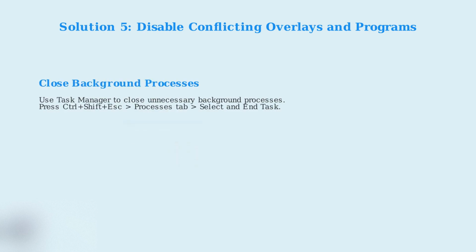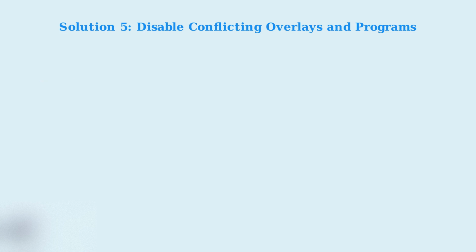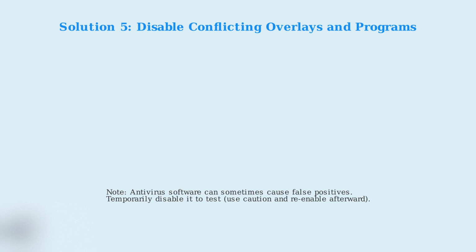Close any unnecessary background processes using Task Manager to free up system resources and reduce potential conflicts. Press Ctrl-Shift-Esc to open Task Manager, go to the Processes tab, select unnecessary processes, and click End Task. Antivirus software can sometimes cause false positives with game files. Temporarily disable your antivirus to test if it's the culprit, but remember to re-enable it afterward for security.